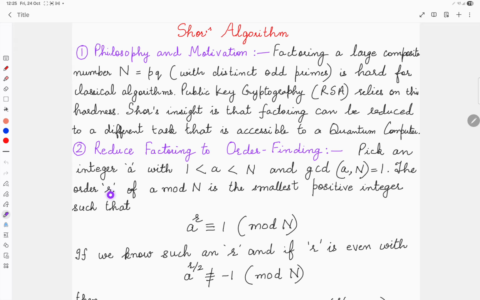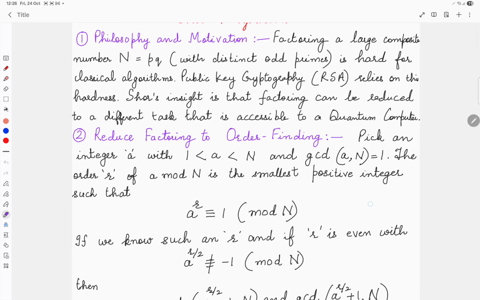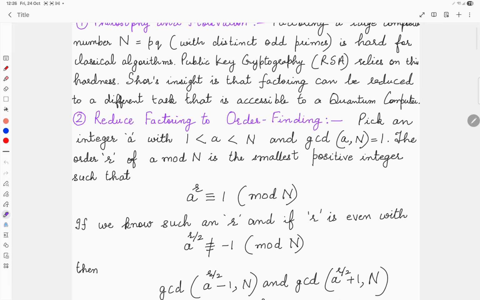The order r, or the period r, which I will specifically call here the order r of a mod N, is the smallest positive integer such that a to the power r is congruent to 1 mod N. As I go along with the lecture, I will explain the basic fundamentals needed to explain this algorithm in more and more detail with examples.